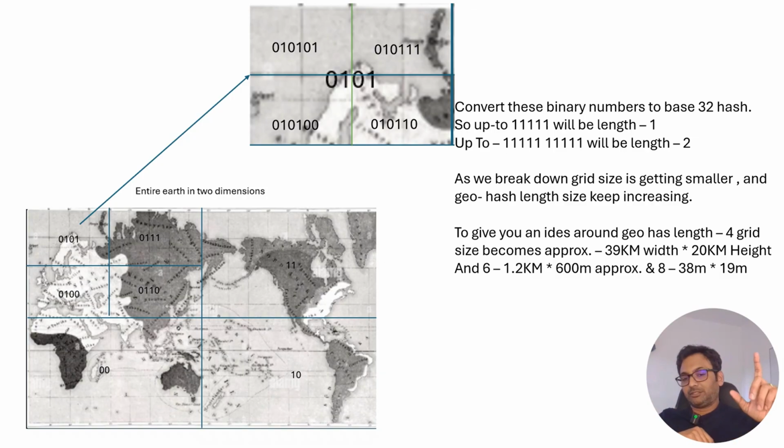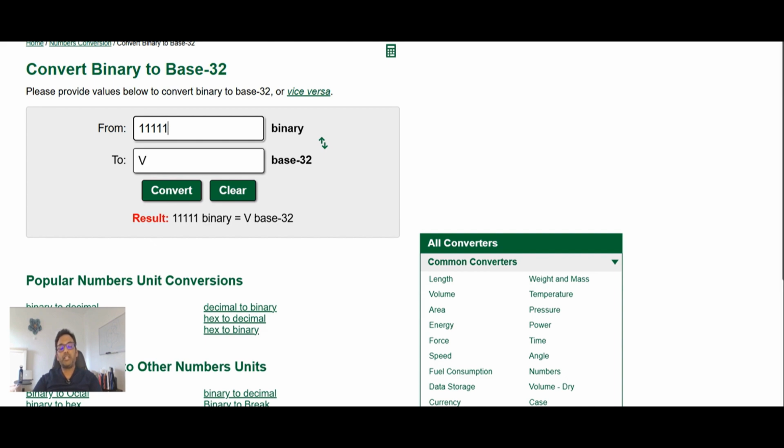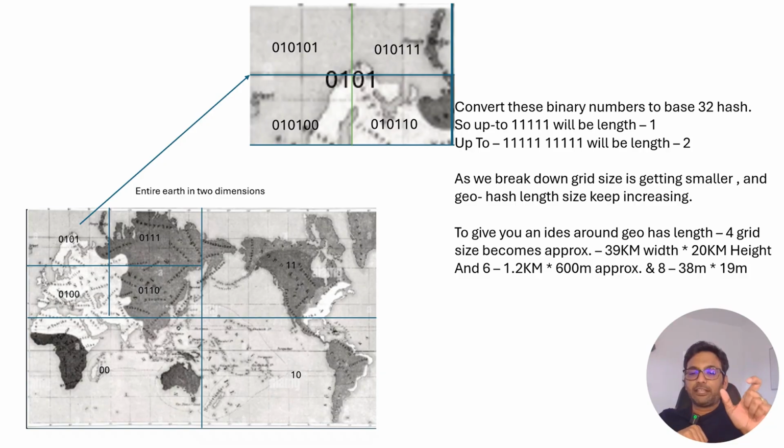Let me show you using a binary number to base 32 hash conversion tool. From binary 1111, the base 32 hash length is 1, that is V. But as soon as I append one more digit, the base 32 length becomes 2 digits, 1U. If I keep appending digits, it turns into a bigger number. As you can see, this is now a length 6 base 32 number, VUEQQ. So when we increase the binary number length, the corresponding base 32 geohash length also increases.